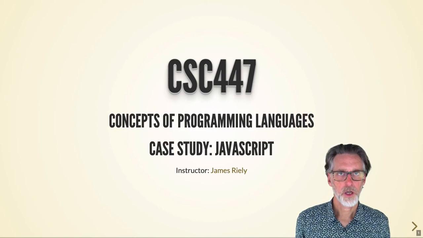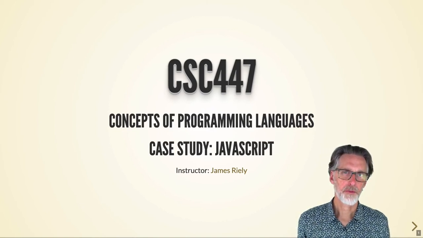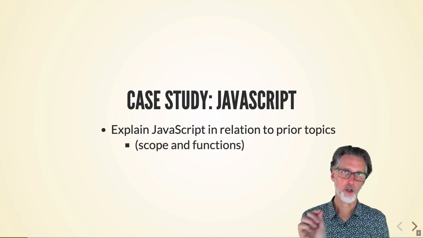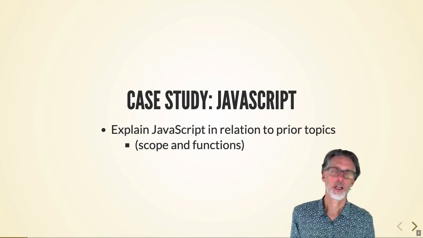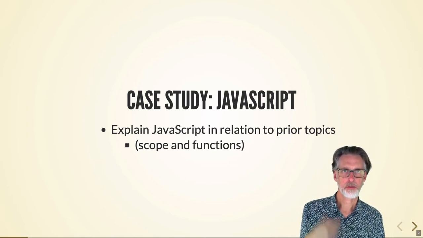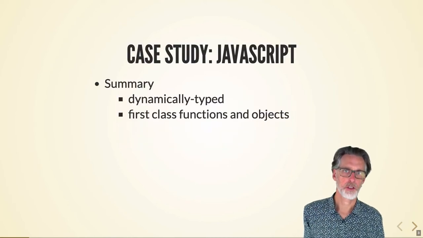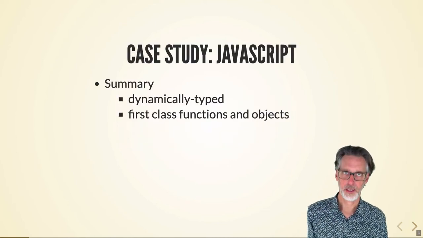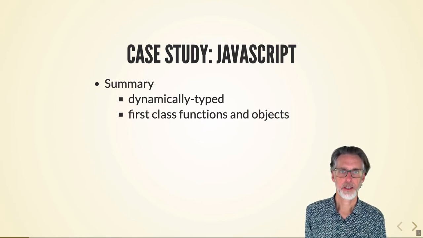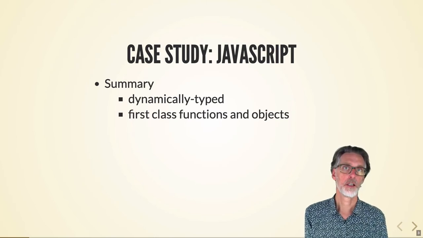In this lecture, I want to present a case study of some of the concepts we've been studying in this course. In particular, the ideas of scope and functions and how those work in closures. We're going to do this in JavaScript, which is a dynamically typed language, unlike Scala, which is mostly statically typed. It also has first-class functions and objects like Scala.